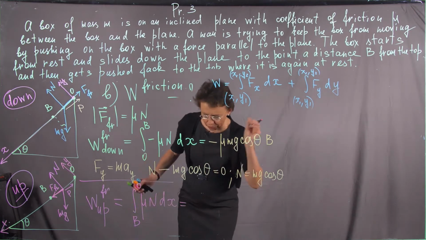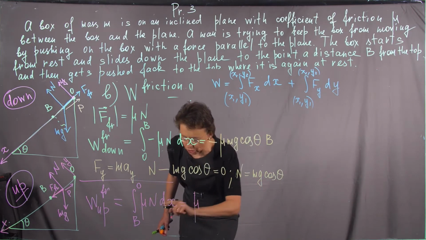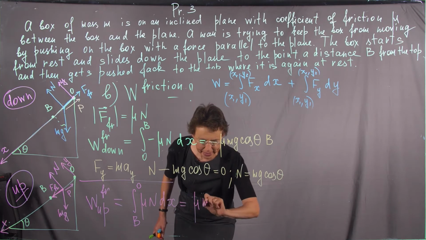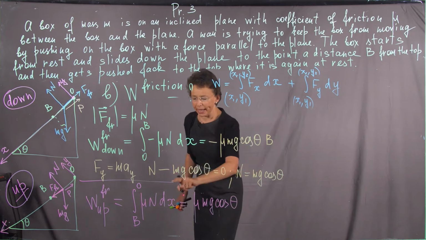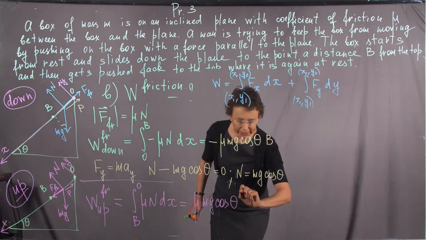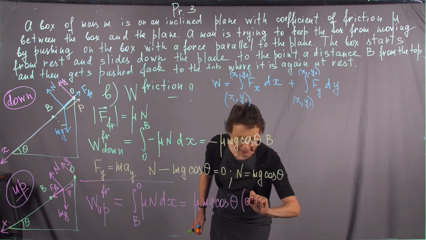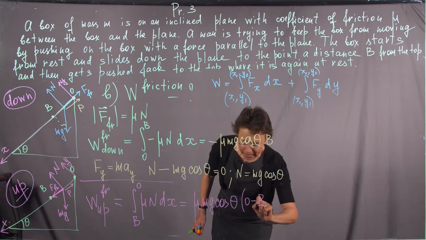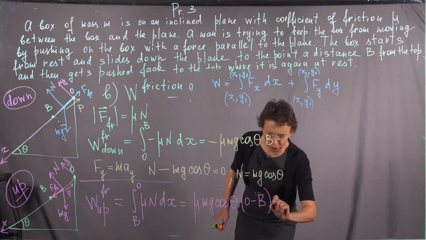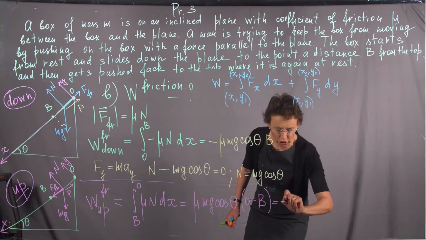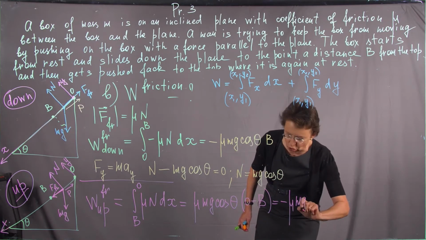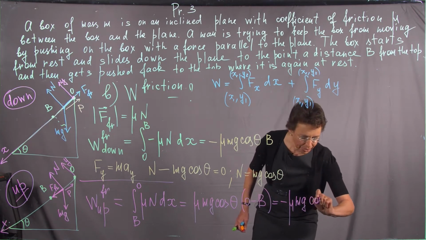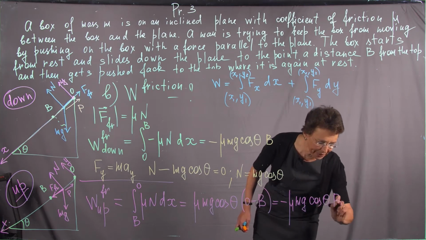N, we already found n, great. So it is mu, n is mg cosine theta, dx. And I plug in the limits for x. It is 0 minus b. And work done by friction on the way up is minus mu mg cosine theta b.